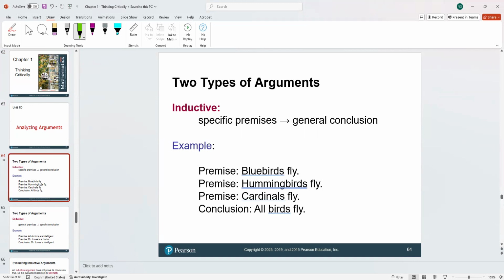When we talk about inductive reasoning, say you have the premise that bluebirds fly. And we have another one, hummingbirds fly. We have cardinals fly. So at the end, we can conclude all birds fly, because we have a few specific ones. That's what we're trying to do here.